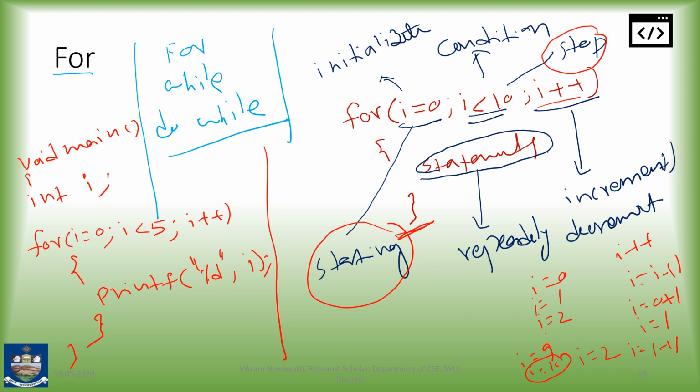First I equal to 0 means true. It will execute this one. So I value will be 0. Then it will increment, 0 plus 1, it will become 1. 1 is less than 5, so true. So it displays 1.